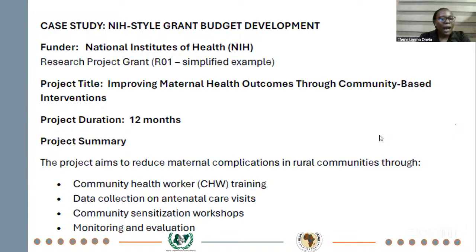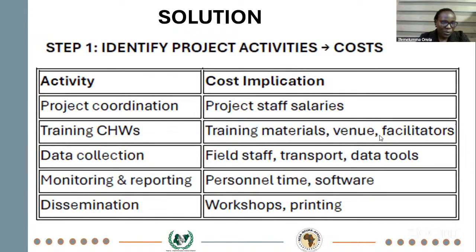So our next slide answers the first question. We said identify project activity and cost. The first activity identified here is project coordination, which has to do with the staff that will be on this project, and their costs. Then we have training of CHOOs. What is involved in training the CHOOs? We need training materials, a venue, trainers and facilitators. They may be part of the project staff, or we may need to hire experts.